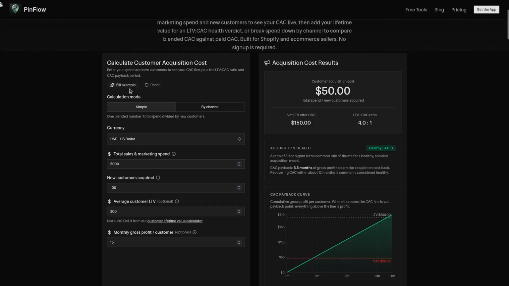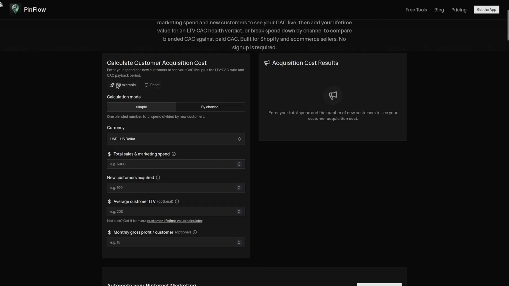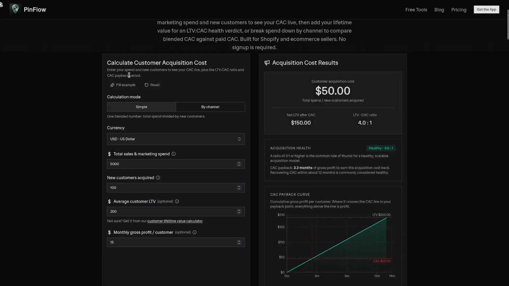In this tool, you can simply start by hitting the Fill Example button. When you click that, the left side values are populated with specific samples. On the right side, you can see the graph. It shows that you are in a healthy condition because the CAC to LTV ratio is around 4:1. The CAC is calculated from these values, and LTV is what you have put here.